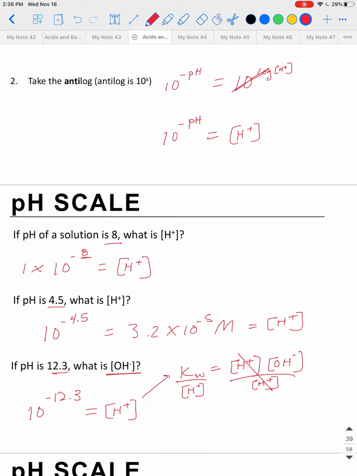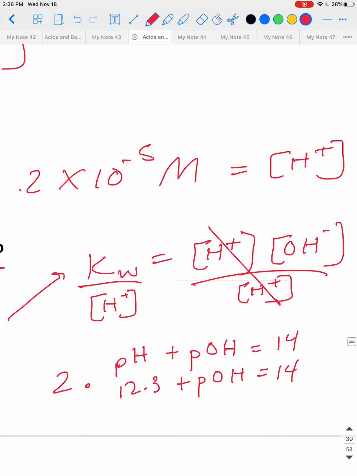Or, before you even do the first step, this is approach number 1. Approach number 2 is you could use the other equation we introduced, where pH plus pOH equals 14. You plug in pH here, so it's 12.3 plus pOH equals 14. Essentially, if you subtract 12.3 from both sides, you're going to get pOH, which is going to be equal to 1.7.